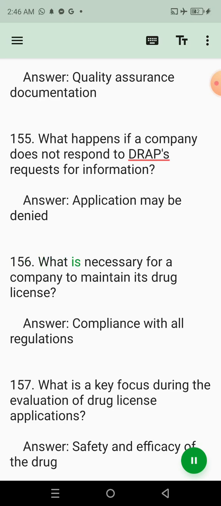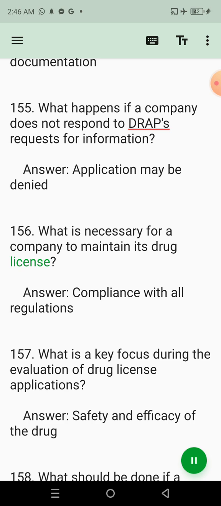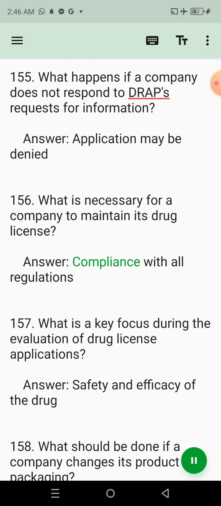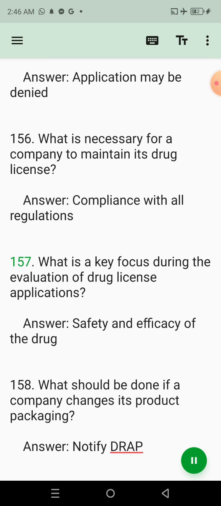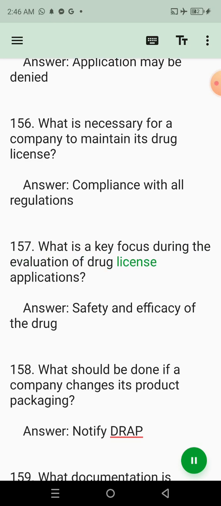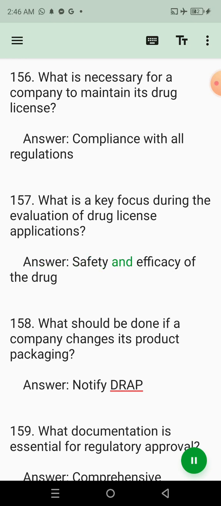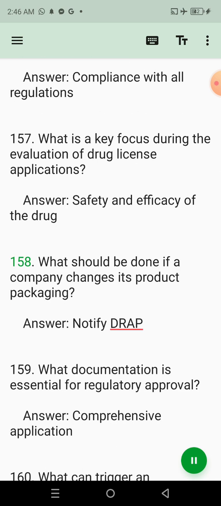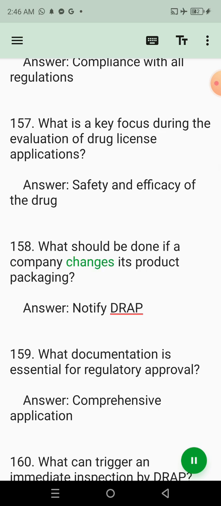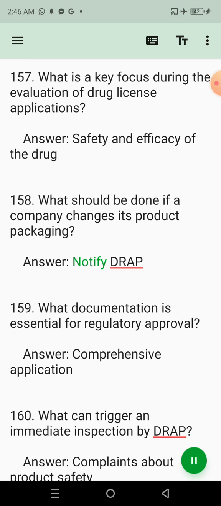156. What is necessary for a company to maintain its drug license? Answer: compliance with all regulations. 157. What is a key focus during the evaluation of drug license applications? Answer: safety and efficacy of the drug. 158. What should be done if a company changes its product packaging? Answer: notify DRAP.